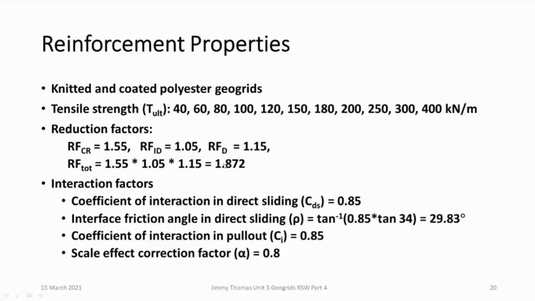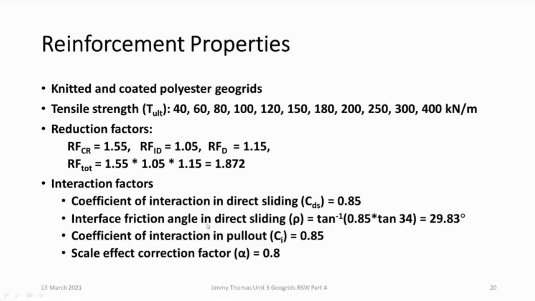So the total reduction factor will be 1.87. Then again, interaction factors. The coefficient of interaction for direct sliding, let us take it as 0.85. The manufacturer will have values for different materials like sand, gravel, or sandy gravel. But sometimes we are using a fill which doesn't fit with these values, and then we'll have to get a test conducted.